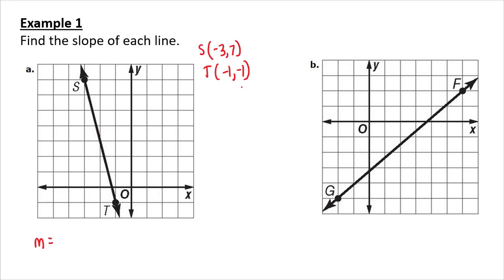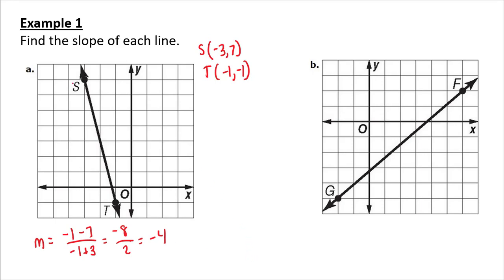is the change in y. Look at this as your y2 function. So I have a -1 minus 7 over -1 plus a 3. And that turns into a -8 over a 2, which my slope ends up being -4.